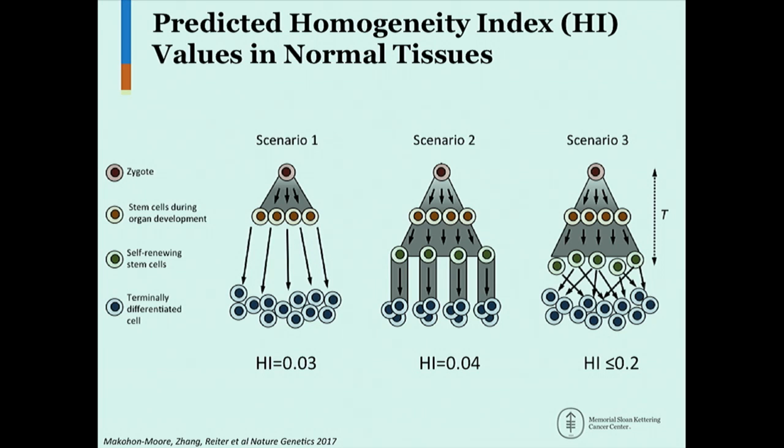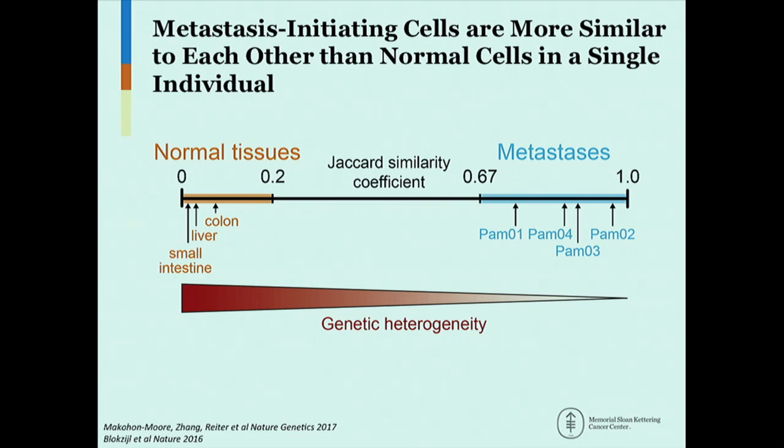Scenario 1 is neural tissue, because that undergoes a scenario where stem cells develop during organ development, and then they terminally differentiate, and you have a brain. And that index is 0.03. Scenario 2 is when your self-renewing stem cells are compartmentalized, like the intestine. And that index is 0.04. And then scenario 3 is hematopoietic tissue, where all of your terminally differentiated cells are all mixed up and flowing around the body. And that upper bounded at 0.2. So based on math, that is what we came up with.